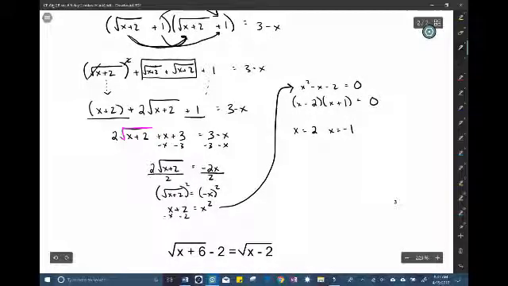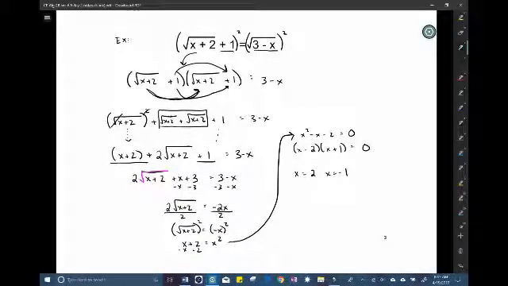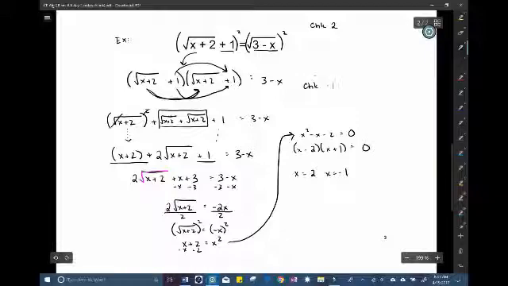And again, we are going to need to check. Okay, it could be a doozy to check all these, but we'll hopefully see it's not too bad. So we're going to check 2, and we're going to check negative 1. Substituting in 2 is just the square root of 2 plus 2 plus 1. Is that equal to the square root of 3 minus 2? 3 minus 2 is the square root of 1, which is just 1. And is that going to be equal to the square root of 4 plus 1? Well, that's 2 plus 1. You can easily see that one is not a solution.